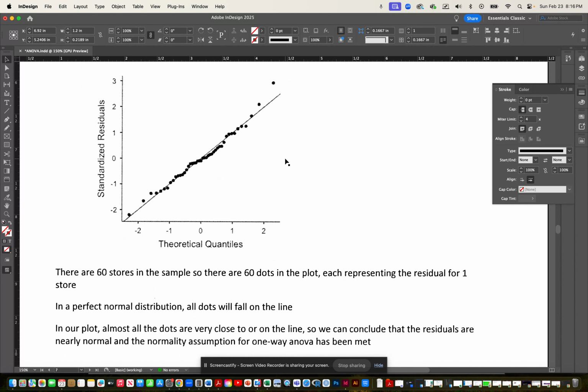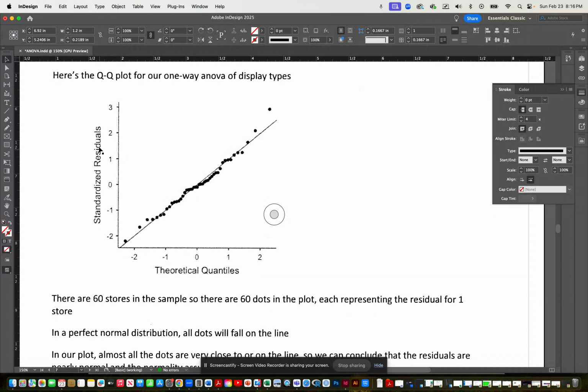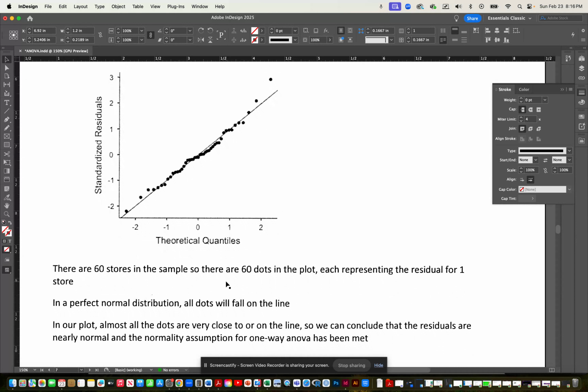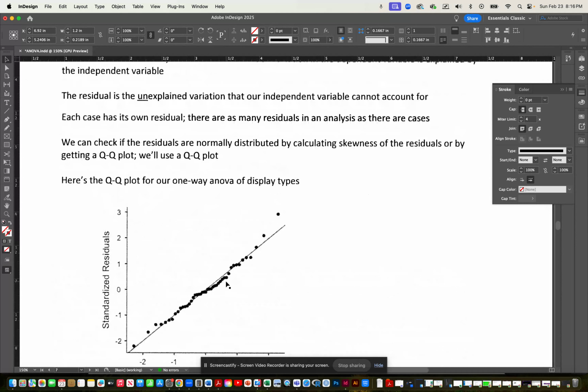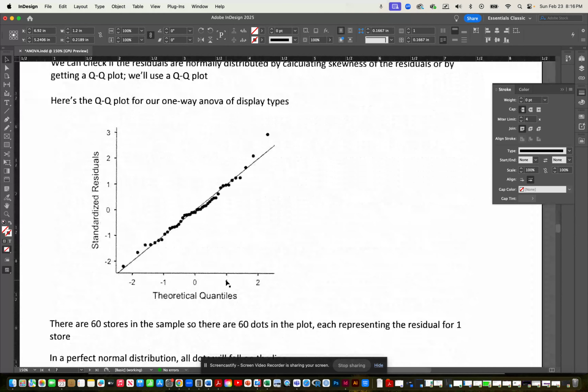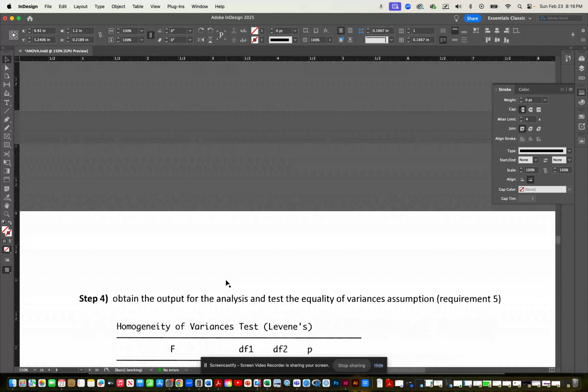normal. Now, you might have noticed that I didn't really talk about what standardized residuals mean and then theoretical quantiles, because honestly, we don't really care, right? So we just want to see where the dots lie and then go from there. And as I said, we can conclude that the residuals are nearly normal. It's pretty close. So we'll say that step 3 is good to go. So then we go to step 4.